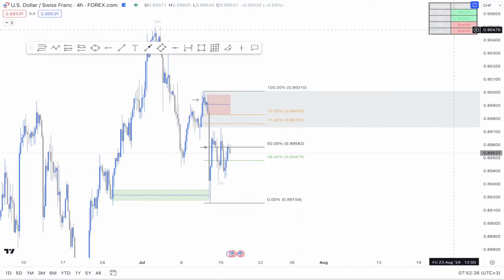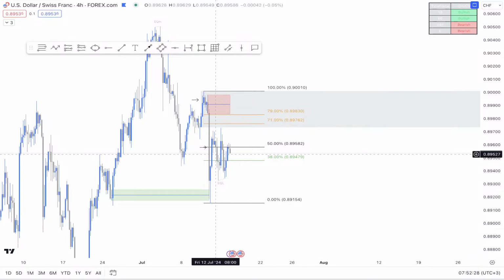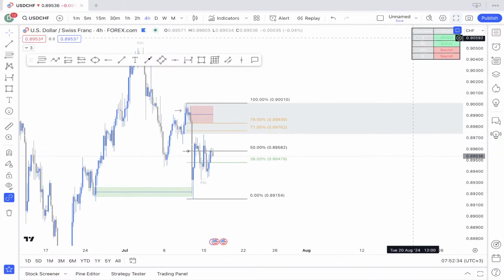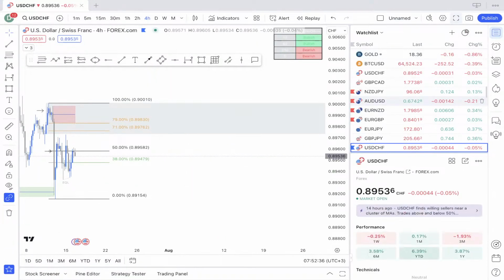Daily and 4-hour are both bearish on the trader graph as well. And it is safe to say that we had a very nice and corrective pullback. So this is a setup that pretty much meets all of our confluences, all of our rules.